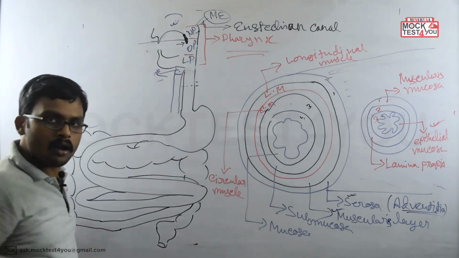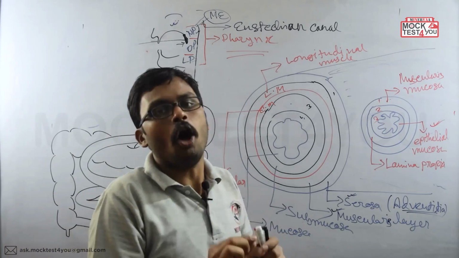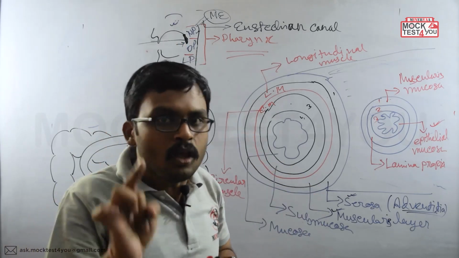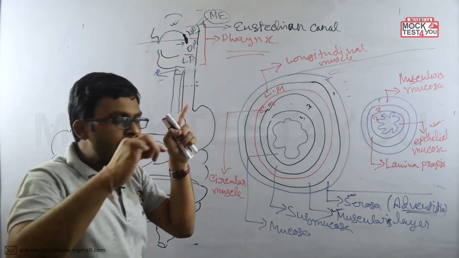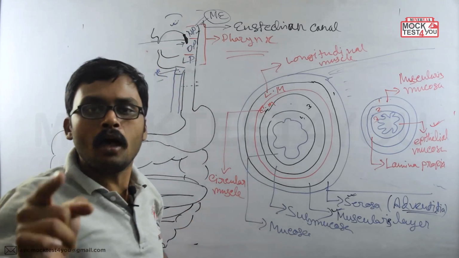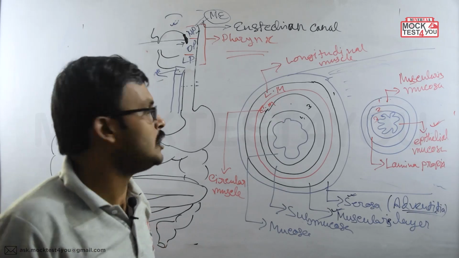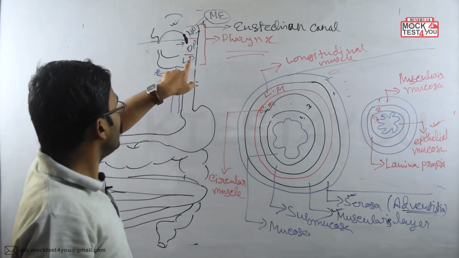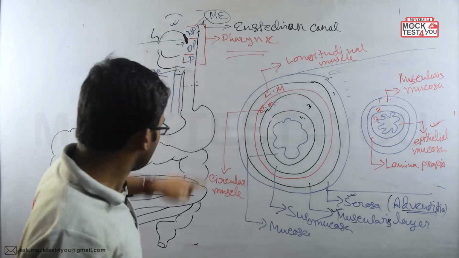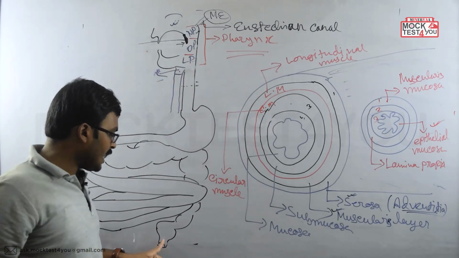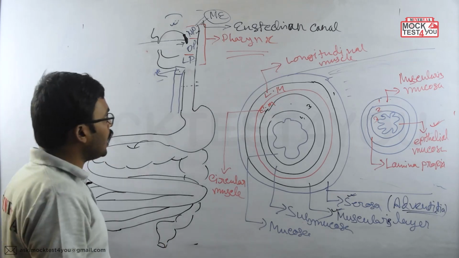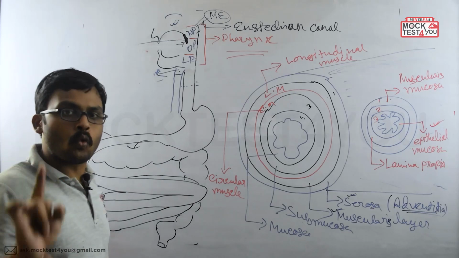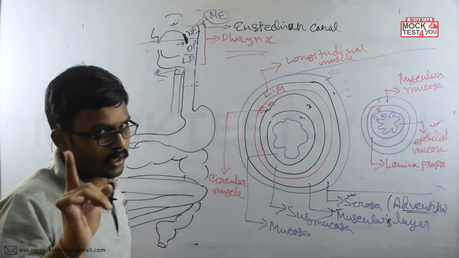These regions are made of stratified squamous epithelium. Remember, the inner lining here is made of stratified squamous epithelium, inside the oral cavity, in the pharynx region, in the first portion of the esophagus, and inside the anal canal region, okay? So here we are getting the stratified squamous epithelium.